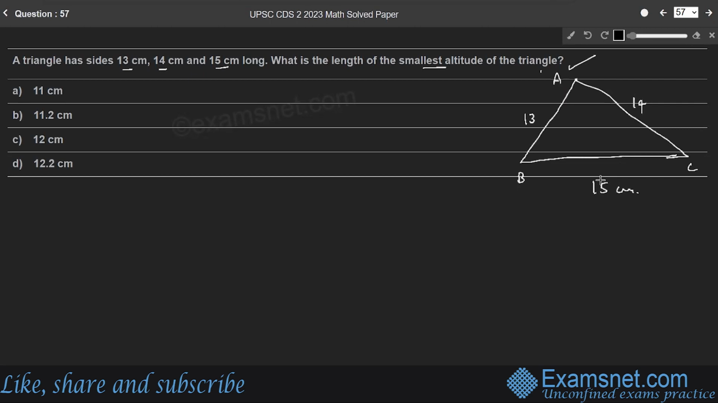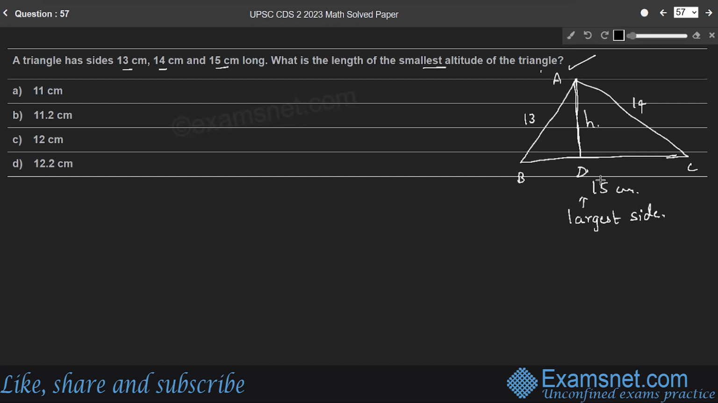The altitude with respect to the largest side or longest side is the smallest altitude. Here the largest side is 15 centimeter. So its corresponding altitude, the perpendicular height, is the smallest altitude, right? With respect to the largest side is the smallest altitude. So we need to find this AD, the smallest altitude. For that, we need the area of the triangle, because the area of the triangle is half into base into height. Once we know the area, we can easily find the altitude, or height. So how to find the area?